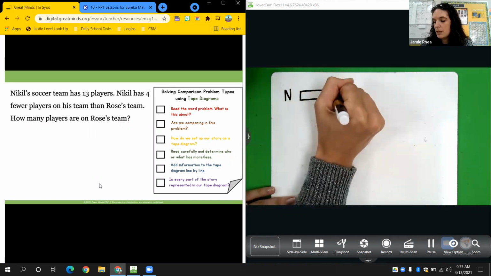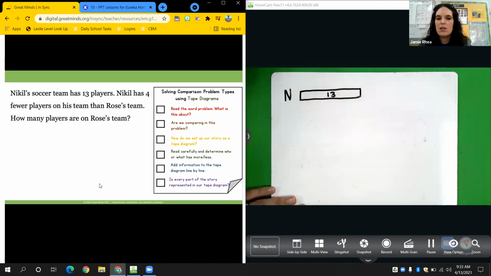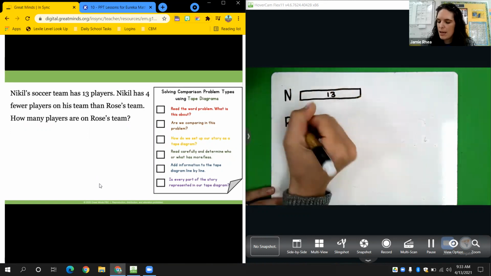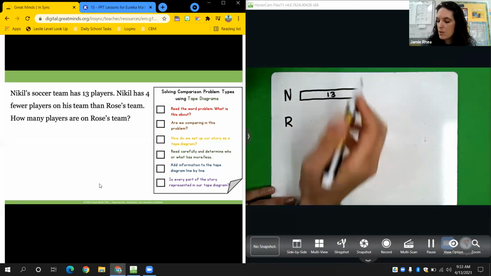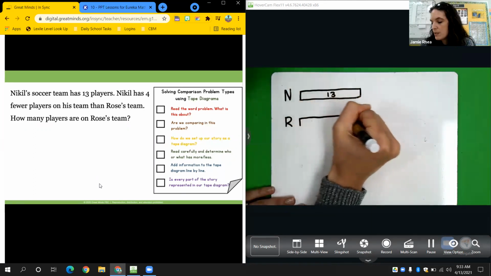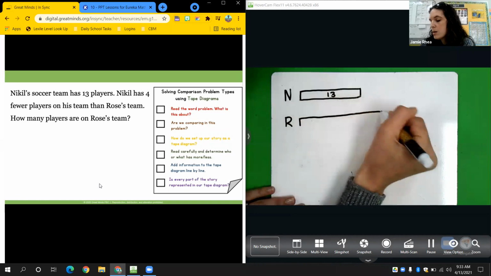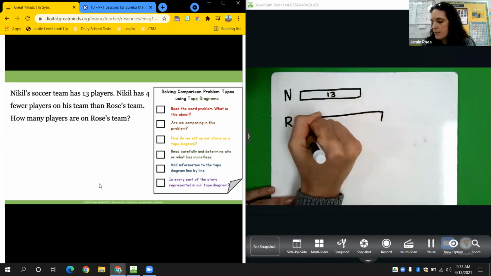I'm going to put 13 in here for a minute. Nikhil has 4 fewer players on his team than Rose's team. So if I'm reading that, Nikhil's team has less than Rose's team. So Rose's team is going to have more than Nikhil's.